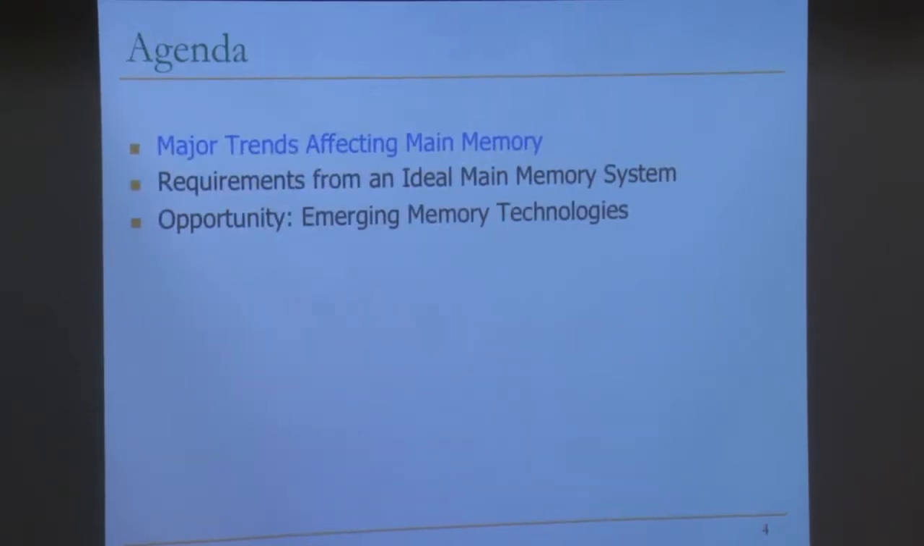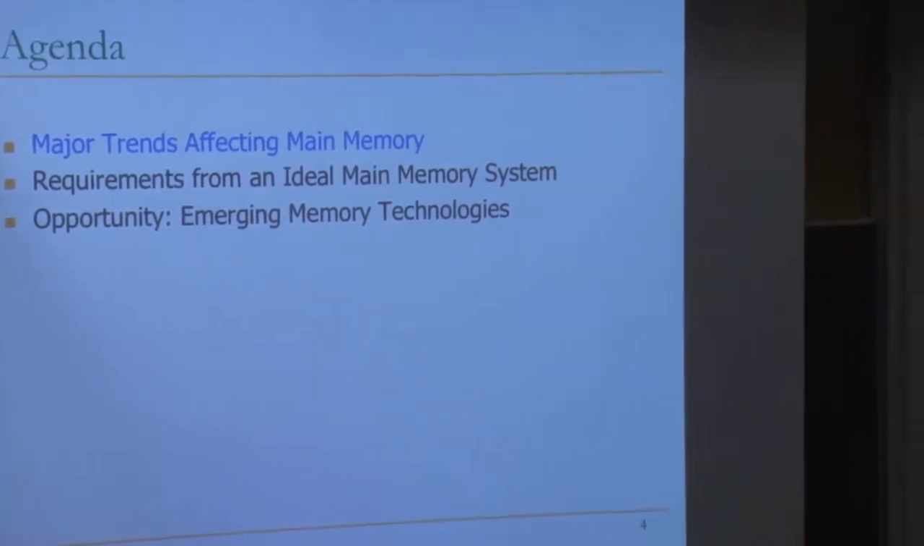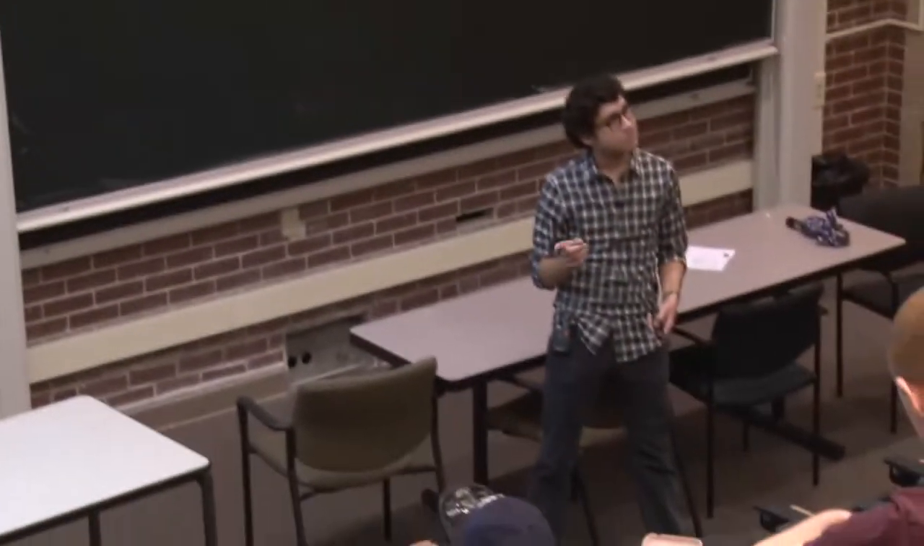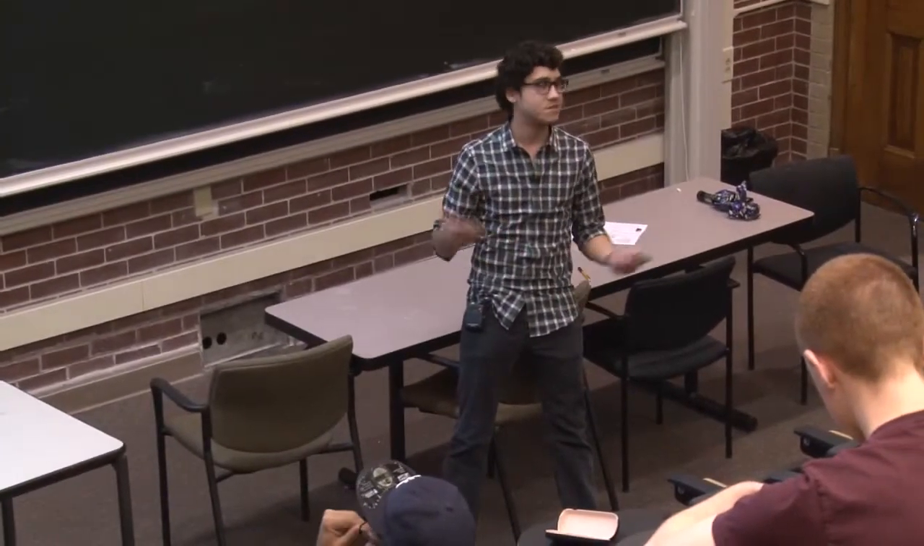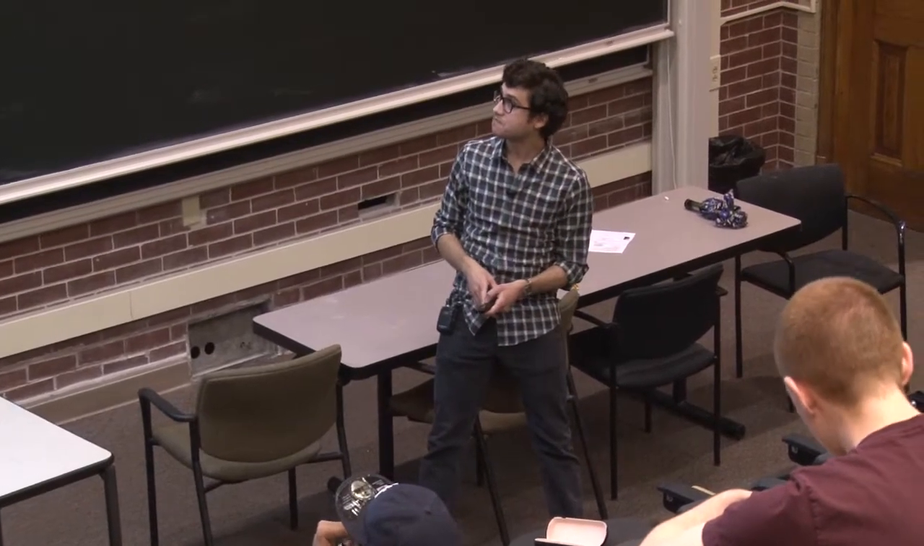So here's the outline for what I'll be talking about today. It's just going to be a quick overview of the challenges and benefits of these new technologies. We'll talk about some major trends that are affecting main memory, and requirements from an ideal memory system. If we didn't have technology constraints, what would we like to do? And then I'll talk about one really interesting opportunity for future memory systems, which is emerging memory technologies.